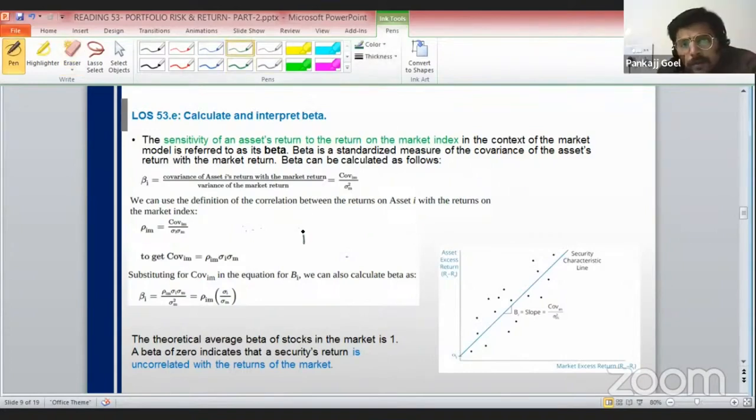So how can we do it? Beta can be calculated using covariance. Covariance is a tool which tells us how two data sets are moving together on average, whether they are moving in the same direction or the opposite direction. If covariance is positive, it means a positive relationship, they are moving in the same direction. If covariance is negative, they are moving in the opposite direction. So beta is covariance divided by variance of market.